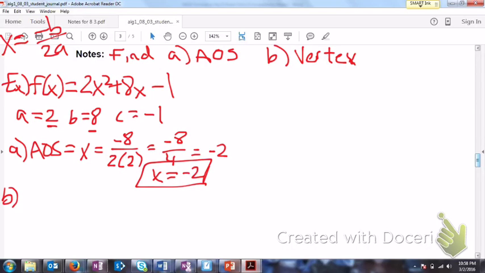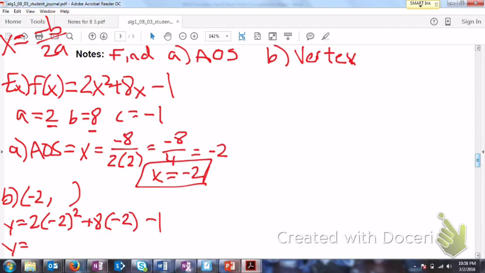So for part B, I already know what the x value is, so I can plug it in as negative 2. I need to find the y value. To find the y value, we plug that in to our equation. So 2 times negative 2 squared plus 8 times negative 2 minus 1. And what do we get here? We got to use a little order of operations.